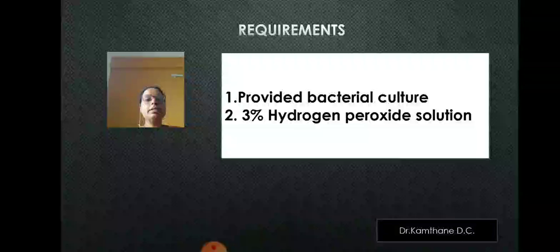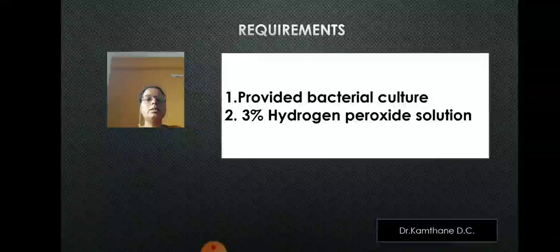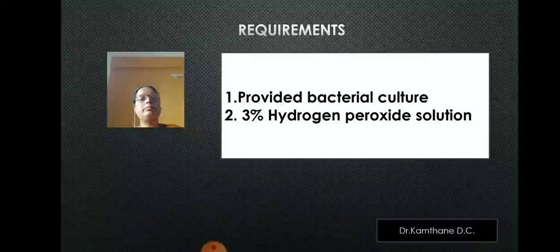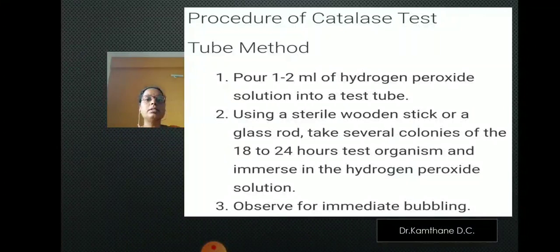Requirements: the provided bacterial culture, and next, 3% hydrogen peroxide solution. Procedure: there are two methods, first the tube method and next the slide method. We discuss the tube method.